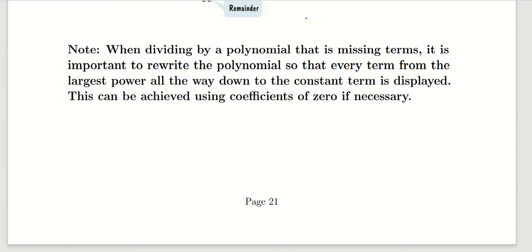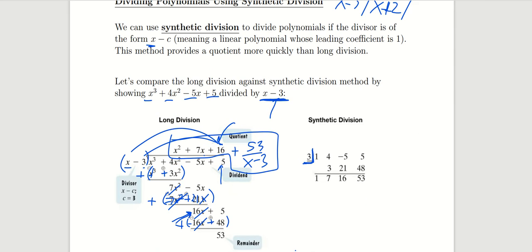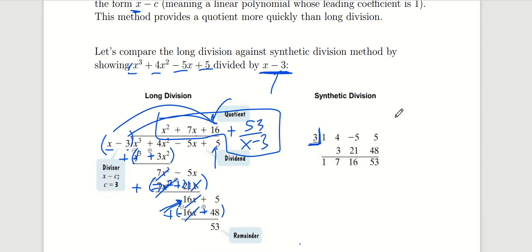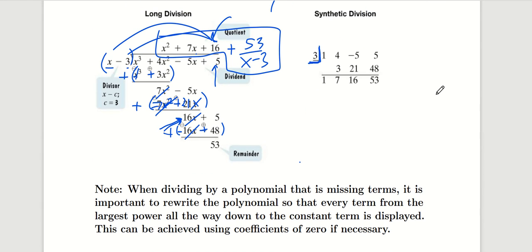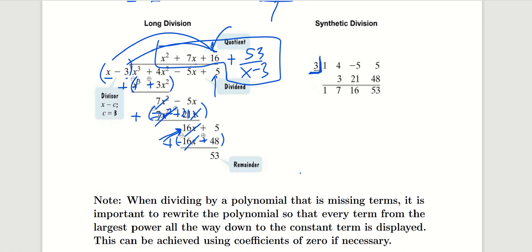So if you look at that sequence of numbers, sorry everybody, I'm not sure why it's jumping around here. Let's bring that back. That sequence of numbers, 1, 4, negative 5, 5, we write across. Now what we do to start the synthetic division process is the first number comes immediately straight down. So the 1 comes straight down.